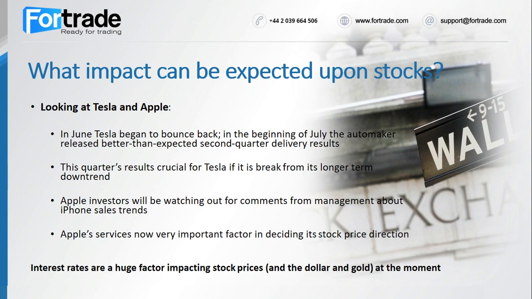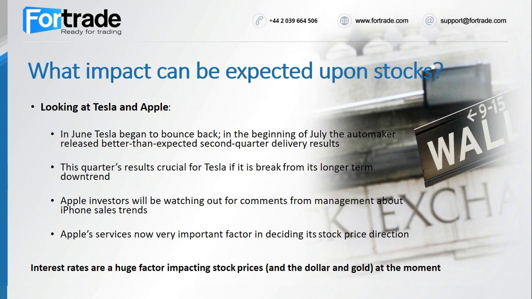Until recently, Tesla has had a bad year, with the stock sinking almost 30%. But in June, Tesla's fortunes reversed, and in the beginning of July, the automaker released better than expected second quarter delivery results. Analysts are divided on whether Elon Musk's company can break out of its longer-term downtrend and grow again, but are agreed that second quarter results will be crucial. With this issue out of the way, most analysts believe this quarter's results will prove crucial in deciding whether the stock pushes higher or continues upon its downward path.